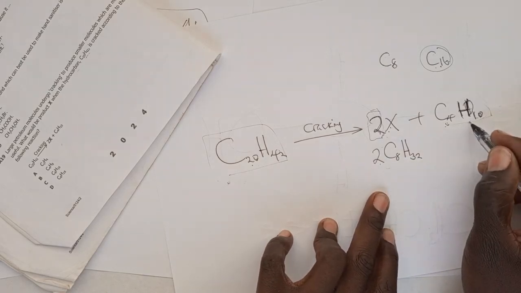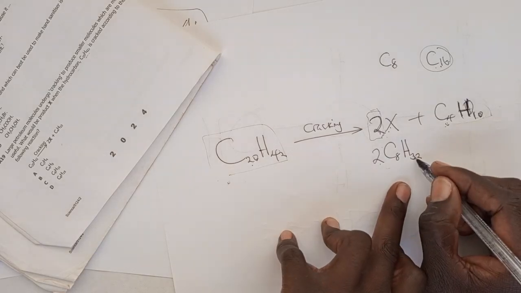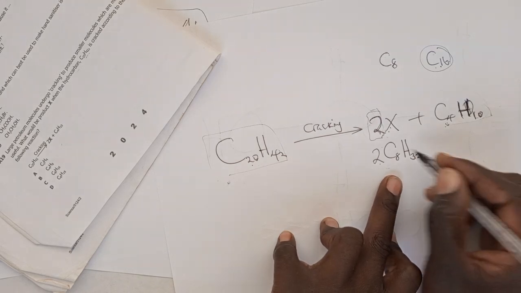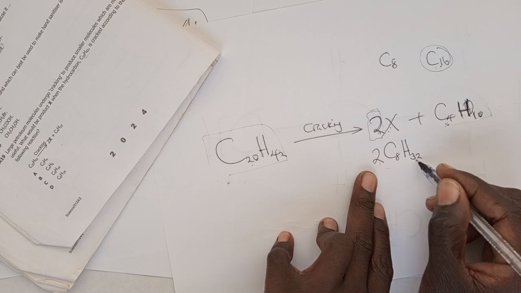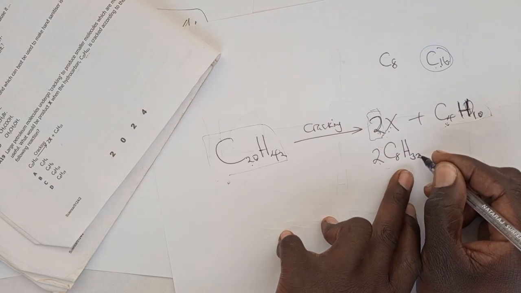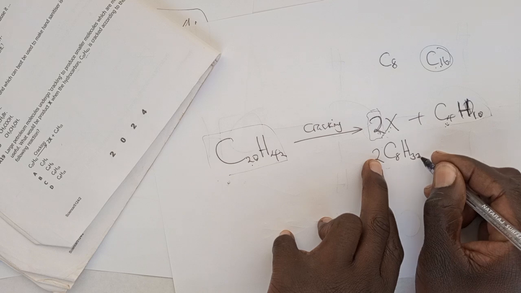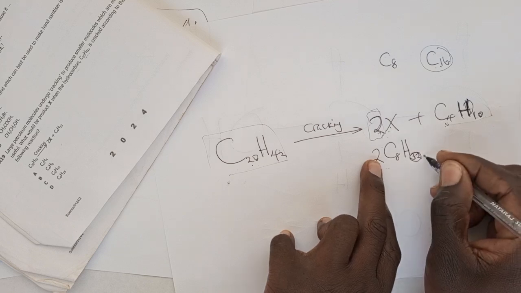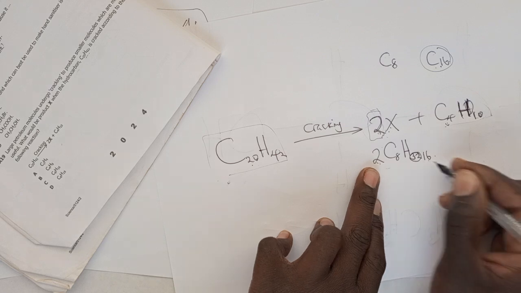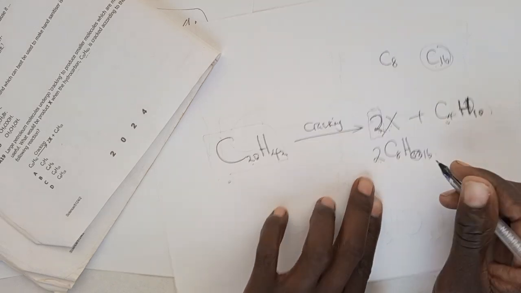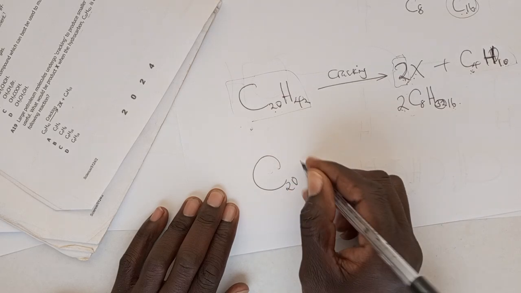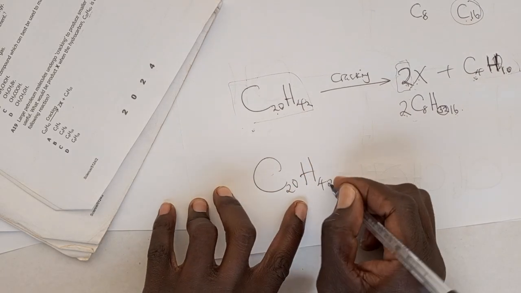Now remember this, that if we put 32 here, it is going to make us have 64 when we multiply by this. So we must have a number which is going to give us 32 when we multiply by this. So not 32 here, but 16. When we say 2 times 16, it gives us 32. So that finally, we will have C20, H42.